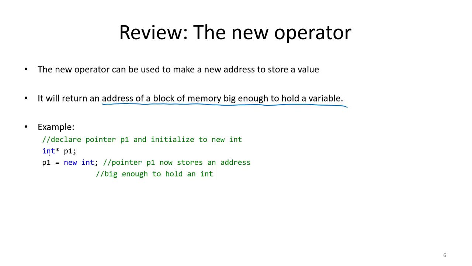So here if I have that int type pointer p1, and if I write p1 equals new int, the new operator is going to return an int-sized memory address. So p1 will now be pointing to some new memory address big enough to hold an int.